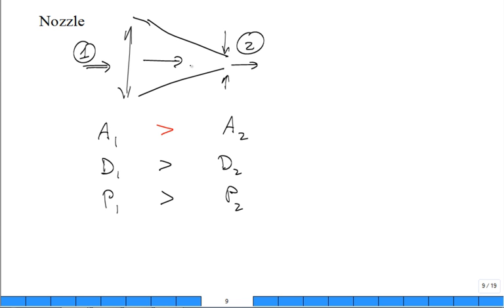How about this one? V, velocity. V1 versus V2. Let's ask a clicker question. It's going to be this way, or this way. Answer A, answer B, or answer C. What does the velocity do? It's a nozzle. What does the velocity do?